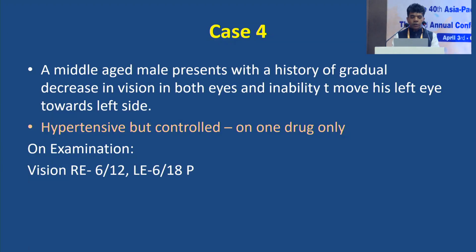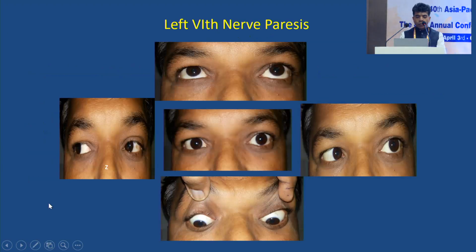Vision was 6/12 and 6/18. Now you can very well see a left sixth nerve paresis. You can see the abduction deficit over here. So what would you think? Hypertensive sixth nerve paresis, many a time, because this is what the teaching is, don't get an MRI done, it is hypertensive, wait for one or two or three months and it would resolve. But no, this should not be done.